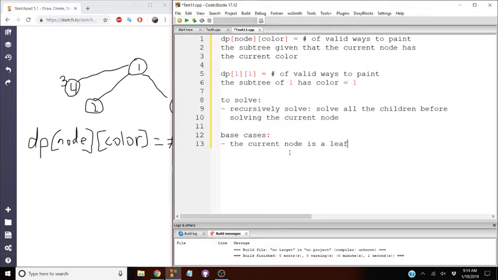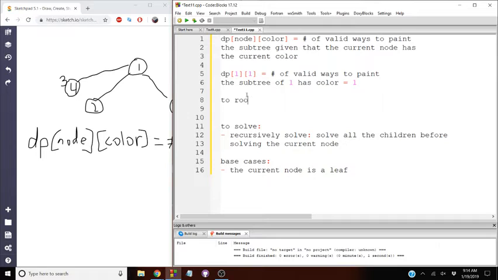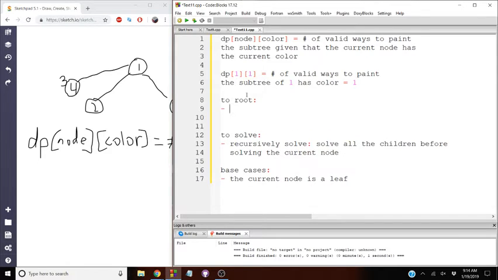Oh yeah, it doesn't matter where we root. Just root the tree anywhere. I like to root it at 1, just because it's easier. Well, it doesn't really matter. Okay.